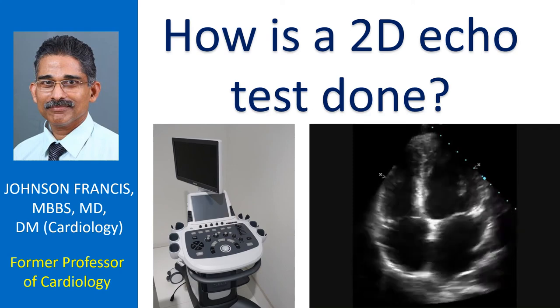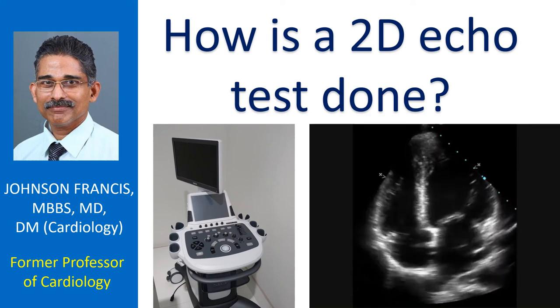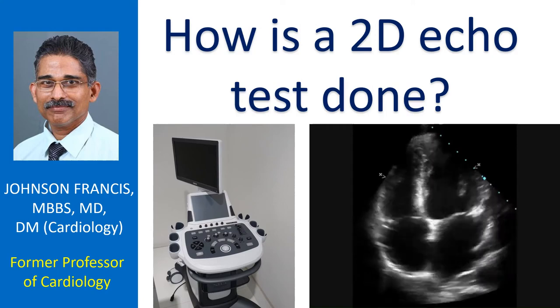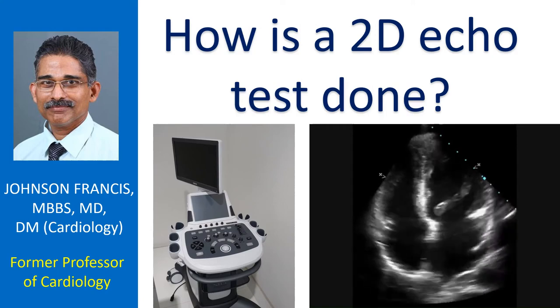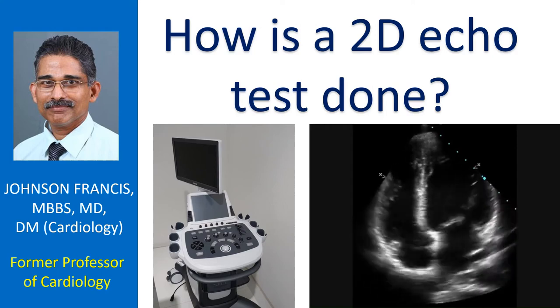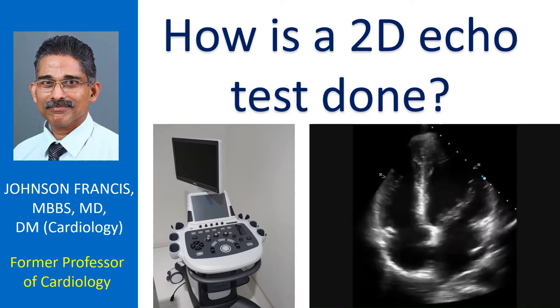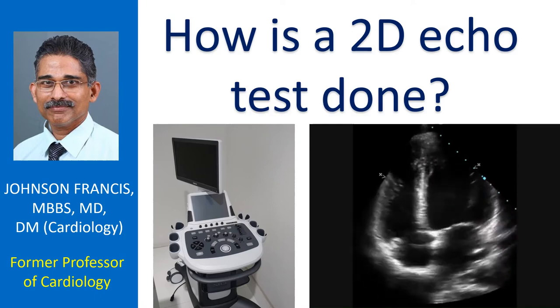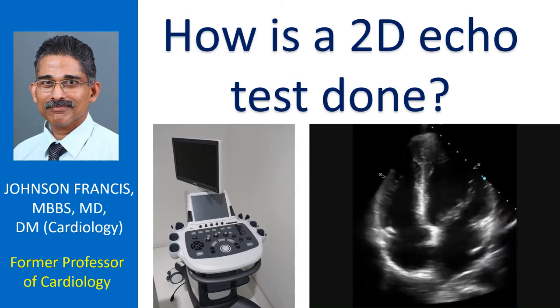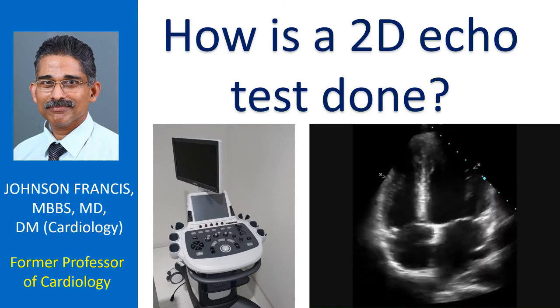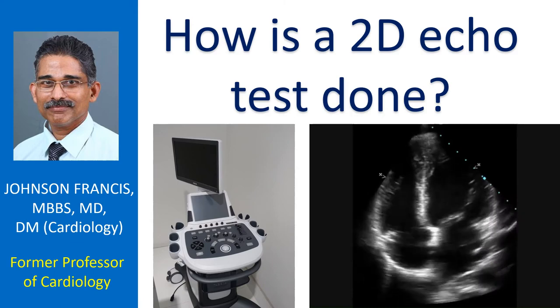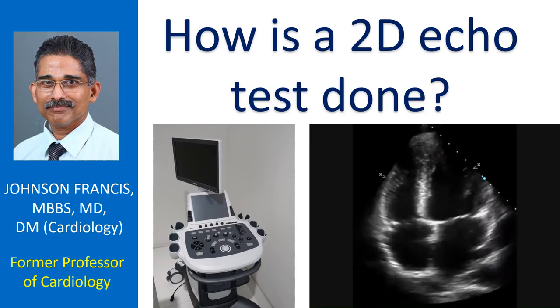2D echo is short form for two-dimensional echocardiogram. When echocardiogram, the ultrasound study of the heart, was invented, it was a one-dimensional study known as M-mode echocardiogram. In M-mode echocardiogram, also known as TM or time motion mode, movement of various structures of the heart was charted along the y-axis with time elapsed as x-axis.